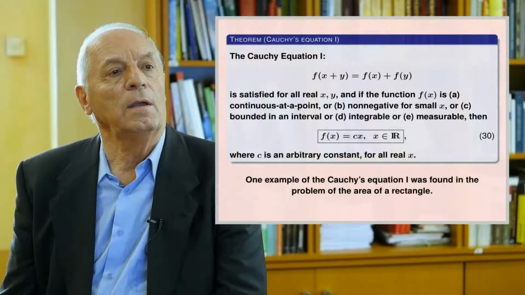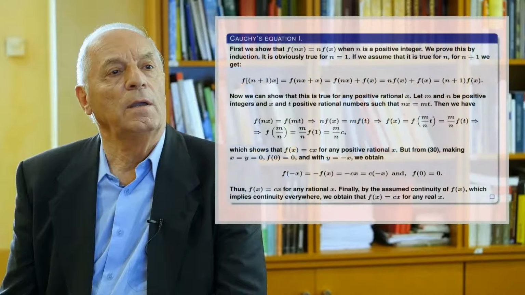This theorem gives the general solution of the first Cauchy's equation under the indicated condition, which is a constant times x. We know that one example of the Cauchy's equation 1 was already encountered when dealing with the problem of the area of a rectangle. To prove that this is its general solution, first we show that f of n times x is n times f of x by induction, when n is a positive integer.